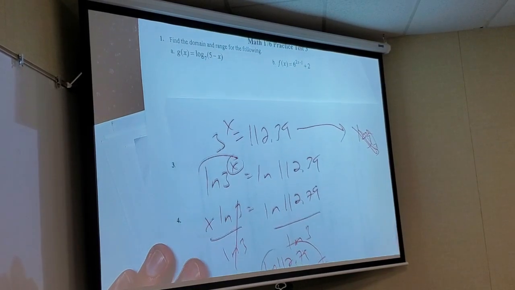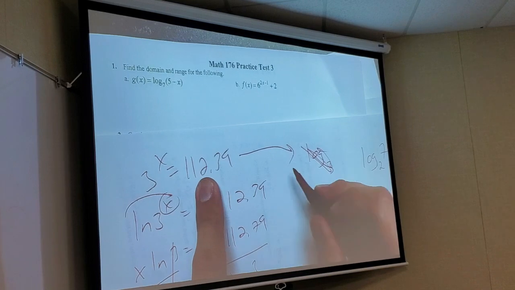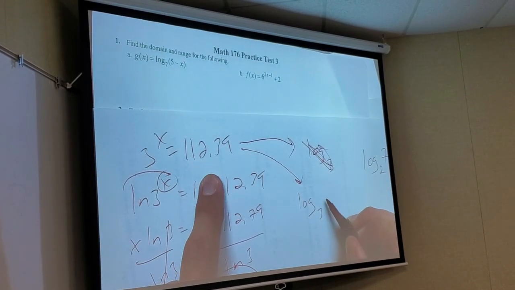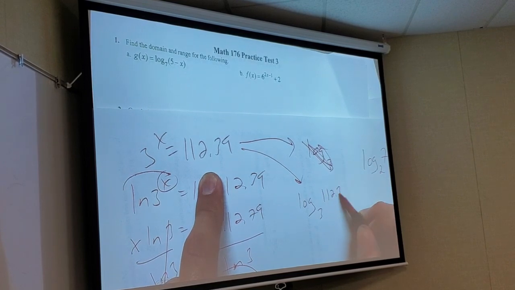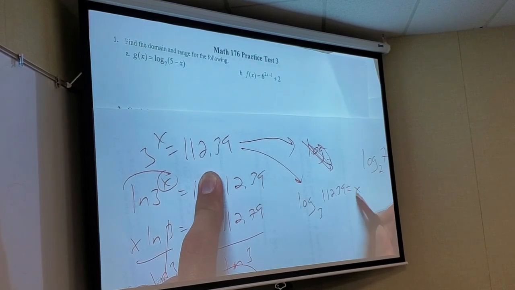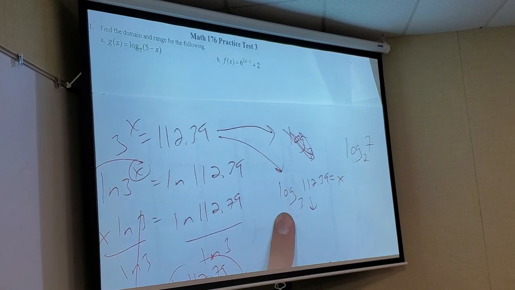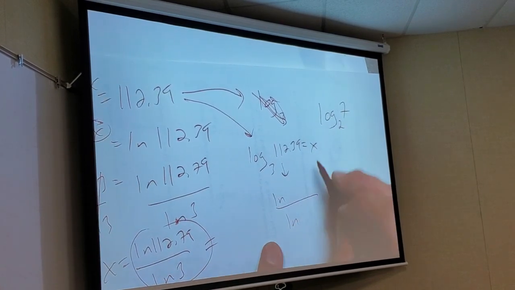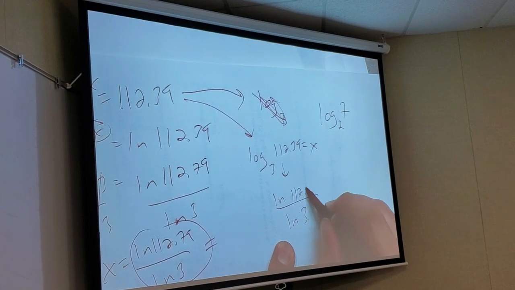Now my point here, real quick. Again, tell me how to rewrite this in logarithm. Log base 3 of 112.39 equals x. Well, how would I change the base on this? What would go on the bottom? Okay.